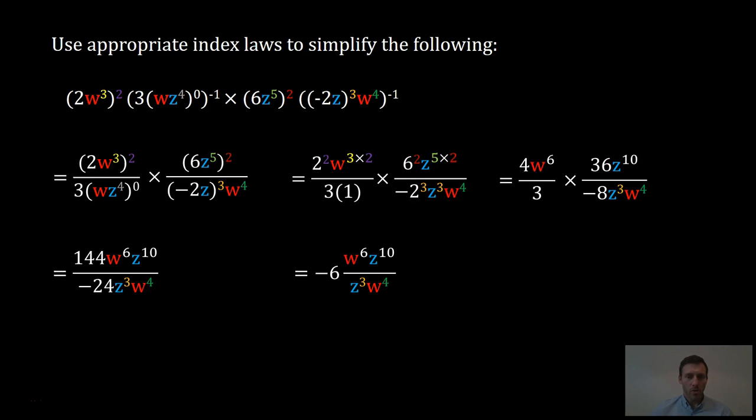Now we've got the same base on the top and bottom, so we keep the base and subtract the powers. So we get negative 6 times w to the power of 6 take 4, and z to the power of 10 take 3. And finally we get negative 6 times w squared times z to the power of 7.